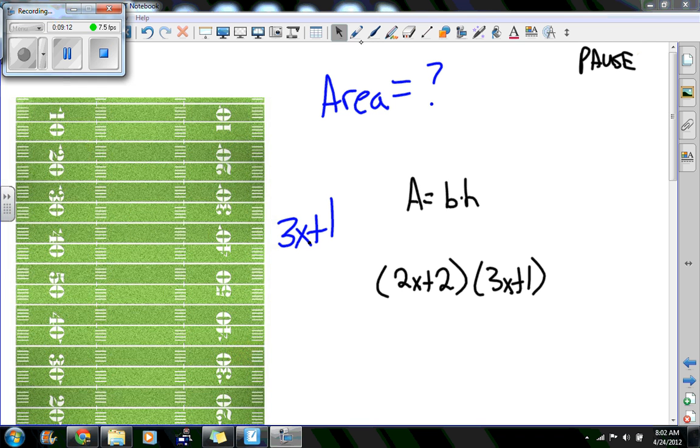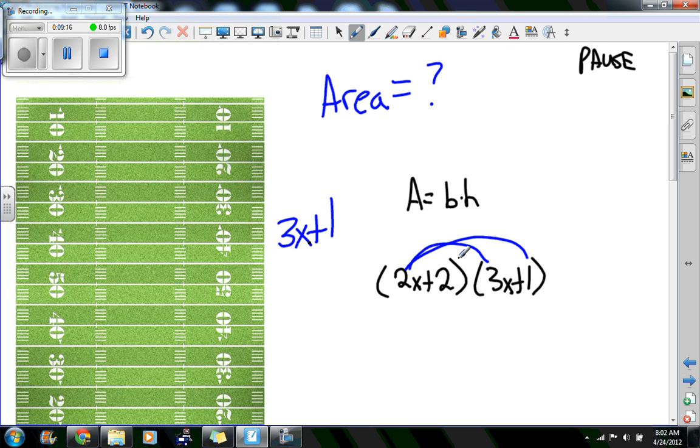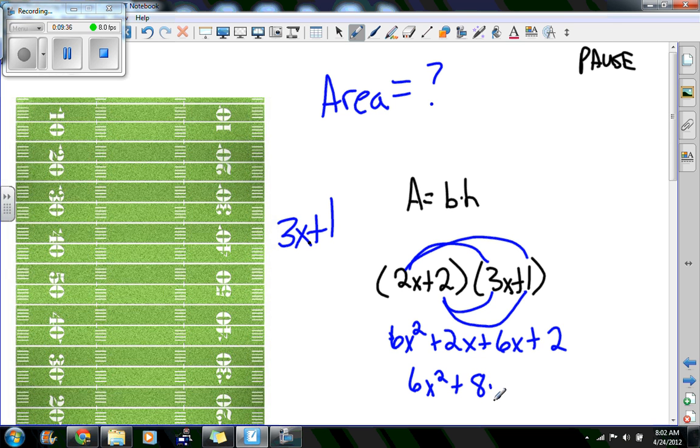Alrighty, so let's see how this went. We should have distributed the 2x first, and then the 2. So we should have gotten 6x squared plus 2x, and then we should have gotten 6x, and then 2. We combine the middle terms to get 6x squared plus 8x plus 2, and there's your answer.